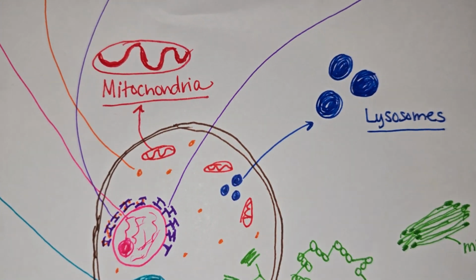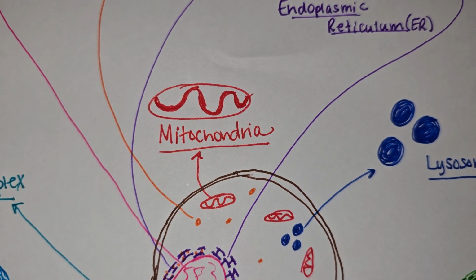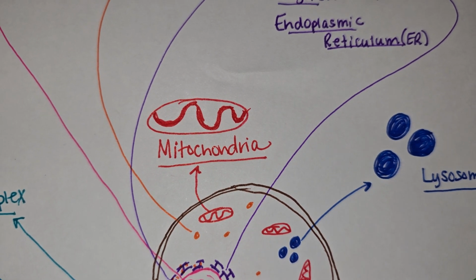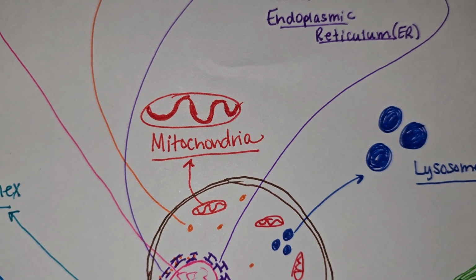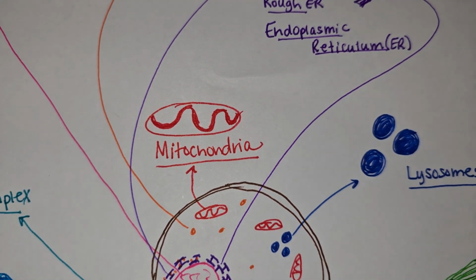Then you have these little oval shapes, which you can see here is the mitochondria. It runs on sugar and oxygen to make ATP, also known as the energy cell.